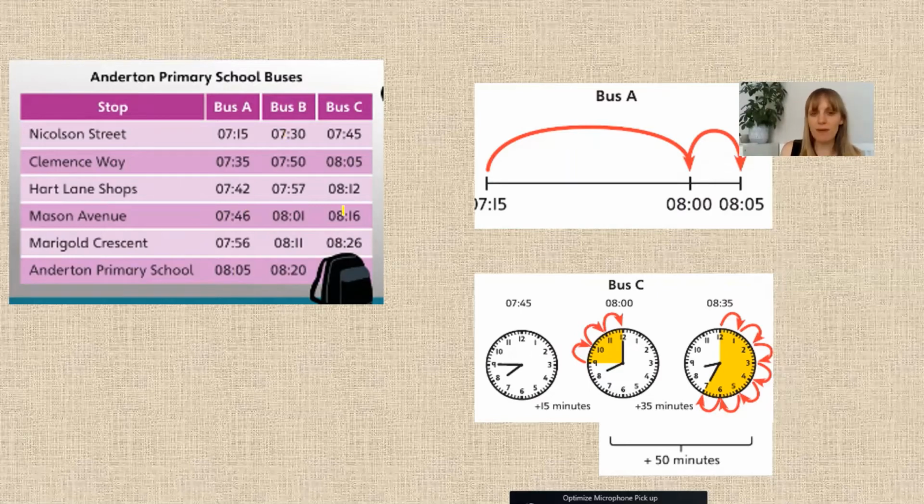So I've used the information from bus A, and it leaves the first stop, Nicholson Street, at 7:15 in the morning, which is the first number I've put on my number line. We can look at the timetable over here. If I then scroll down that column, it arrives at school at 8:05, and I put 8:05 at the end of the number line over here. And what I've got to do from there is decide how many minutes are between that starting and ending time.